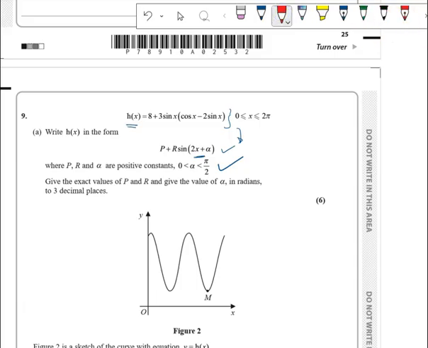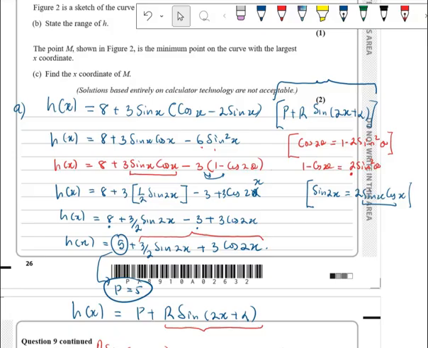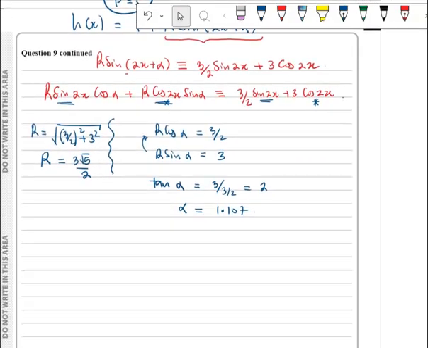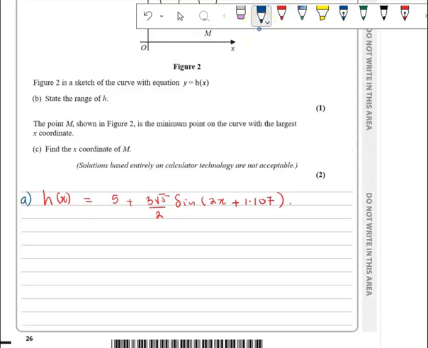So that means our final answer is that our expression h(x) is equal to p, which is 5, plus r, which is 3 root 5 over 2, times sine of 2x plus alpha, which is 1.107. All right. Part B of the question: state the range of h.